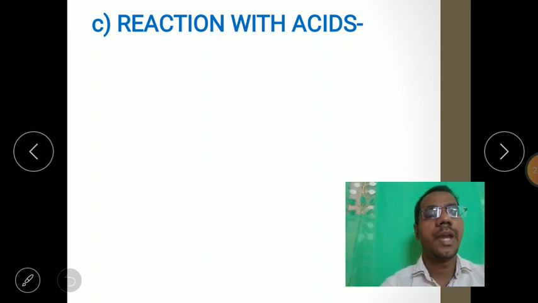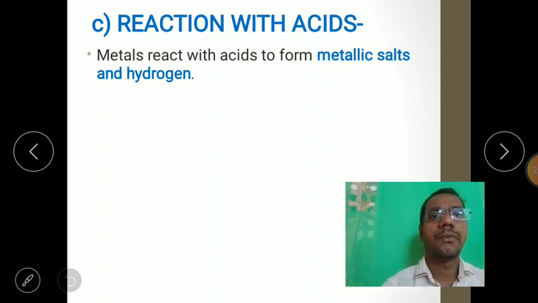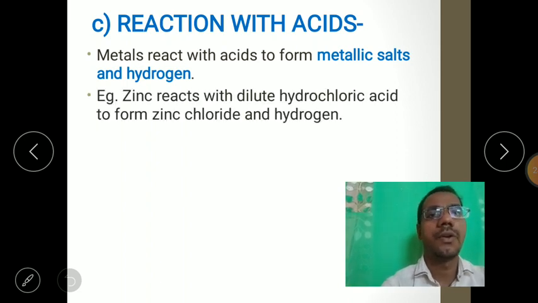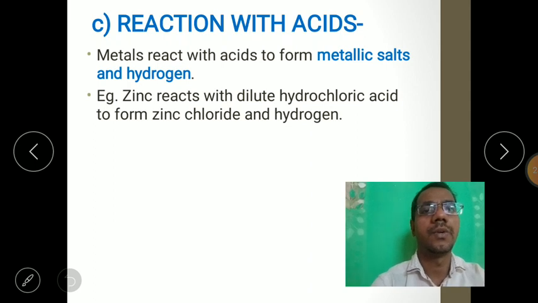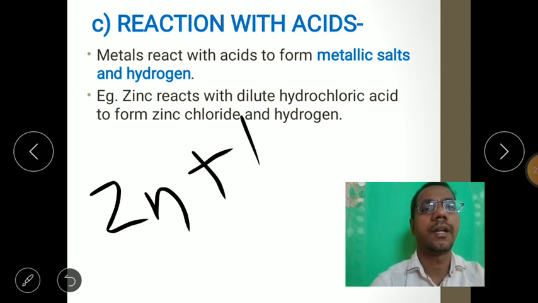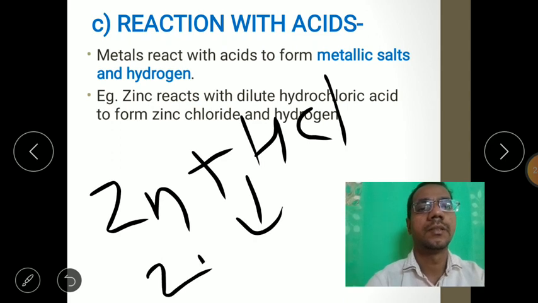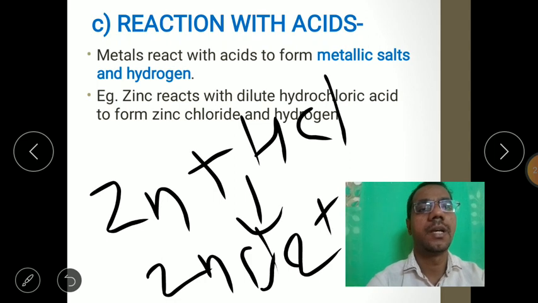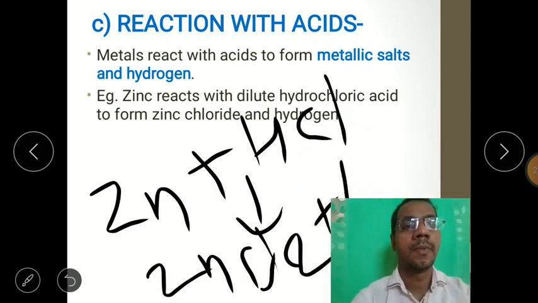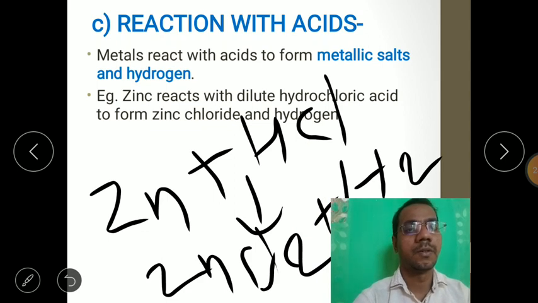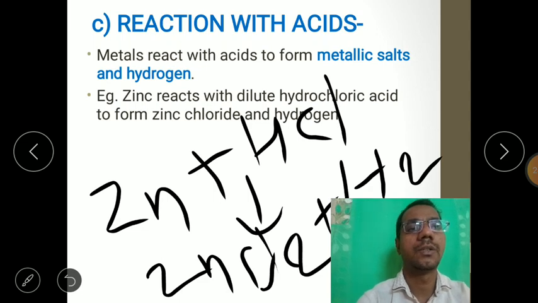Next, reaction with acid. Metals react with acids to form metallic salts, and which gas is evolved? Hydrogen gas is evolved. You can check here zinc. What is the symbol for zinc? Zn. When it reacts with HCl to form ZnCl2 plus hydrogen gas. It means this is a salt. ZnCl2, this is a salt.